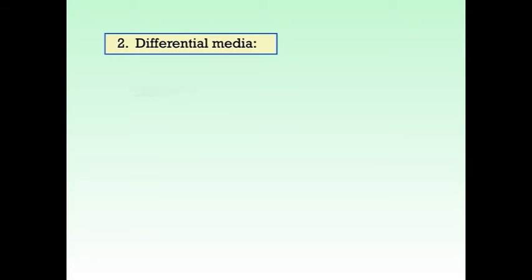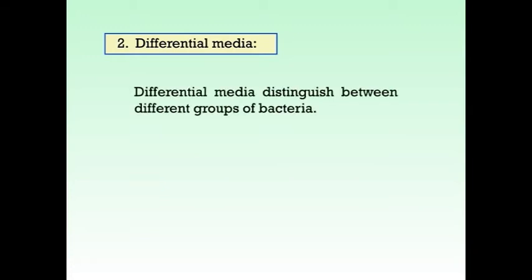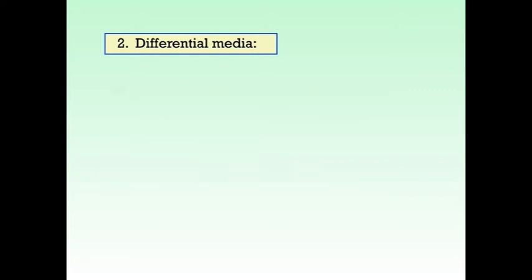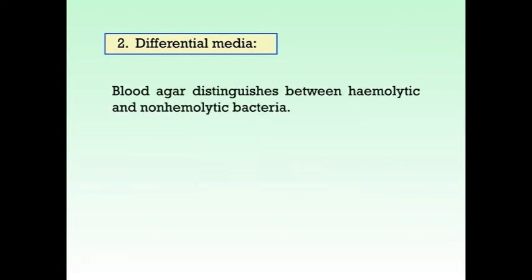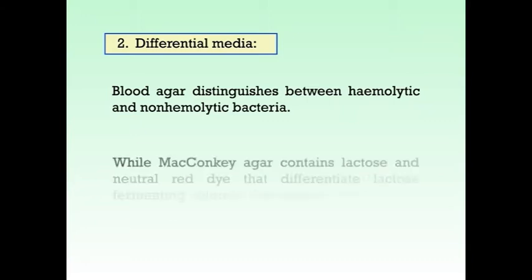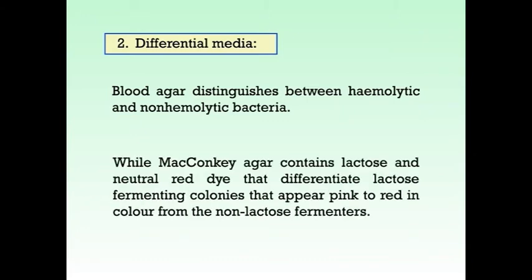Then the differential media. This differential media distinguishes between the different groups of bacteria. For example, blood agar, MacConkey agar, etc. Blood agar distinguishes between hemolytic and non-hemolytic bacteria, while MacConkey agar contains lactose and neutral red dye that differentiate the lactose fermenting colonies that appear pink to red in color from the non-lactose fermenters.